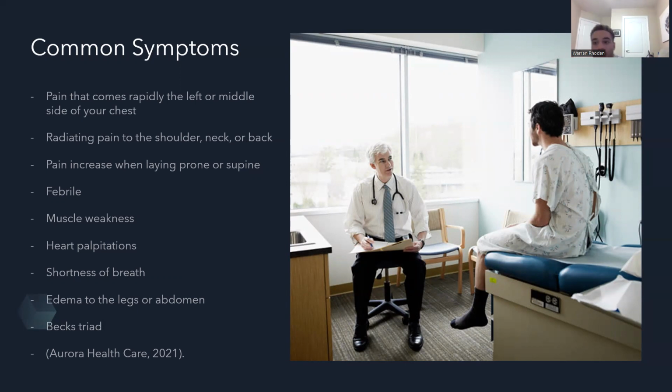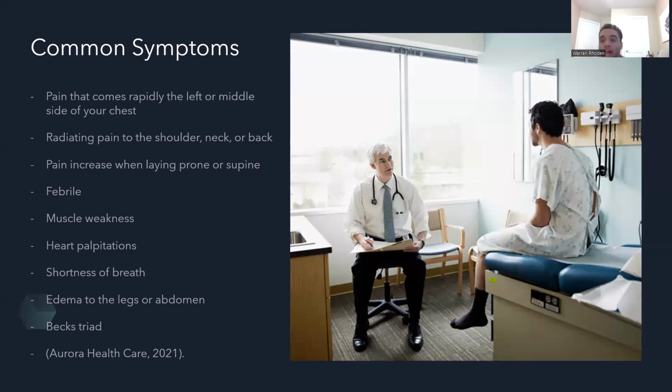So the pain you'll feel with pericarditis can radiate to the shoulder, neck, or back, but it usually presents in the middle or the left portion of your chest. This pain, or the shortness of breath associated with it, increases when you're lying prone or supine. This is because the fluid inside of your pericardial sac is gravity dependent. So when you lie down, your heart is going to have a larger amount of surface area that is being impaired by the excess fluid, which will further cause these pains of your pericarditis to get worse.